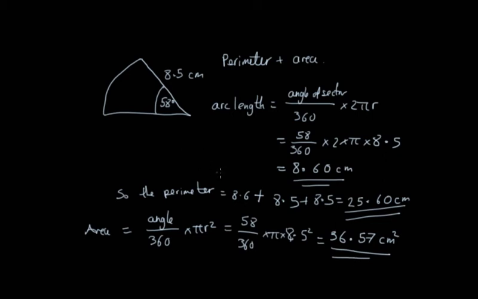So the important thing here to remember is these two equations: how to find the arc length and how to find the area of a sector. If you can remember the formula for them, these should be pretty simple. So I hope that helps.